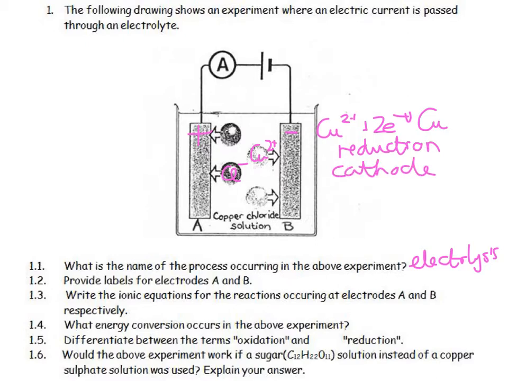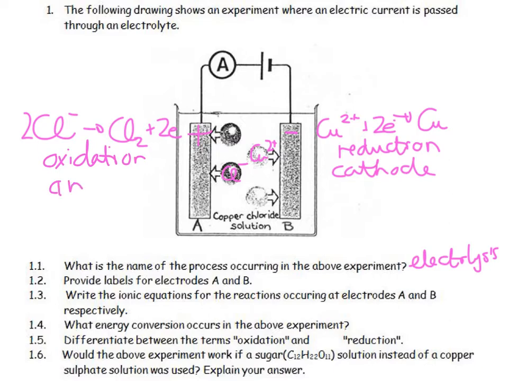Conversely, we have the chloride ion losing electrons and becoming chlorine. We need 2 electrons in that to get Cl2 from 2 chlorides. We've got a balance of charge: 2 electrons here and 2 electrons over there. Because this is the loss of electrons, it is oxidation. And oxidation takes place at the anode. An ox.